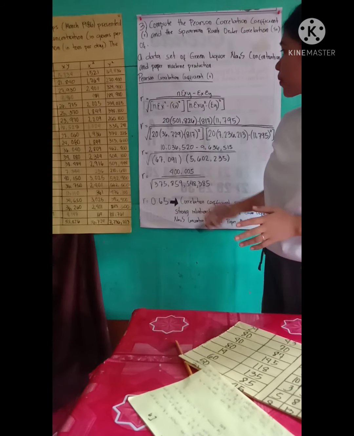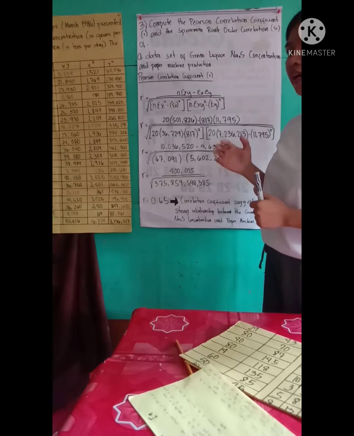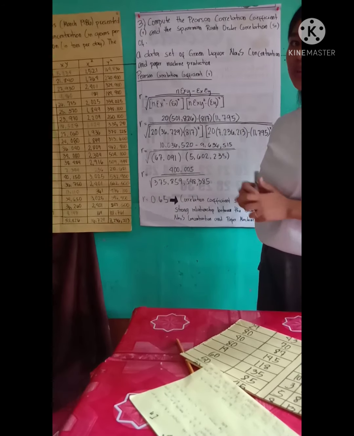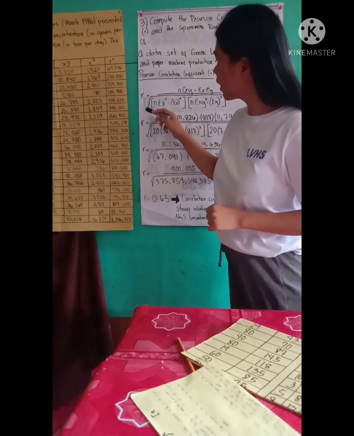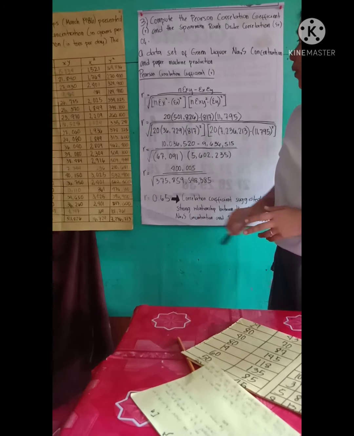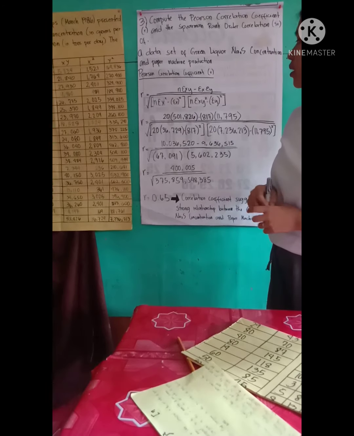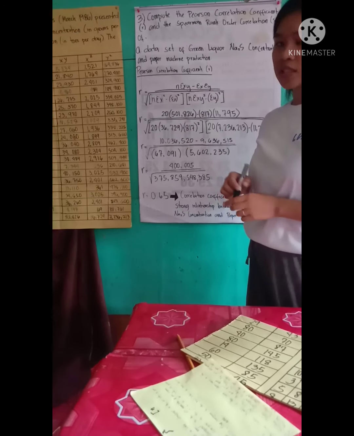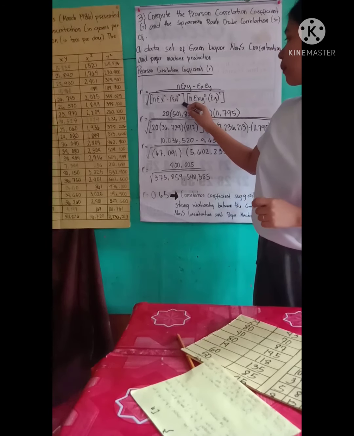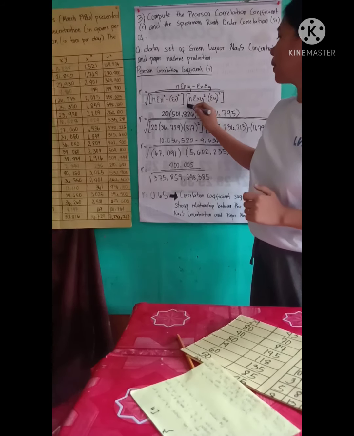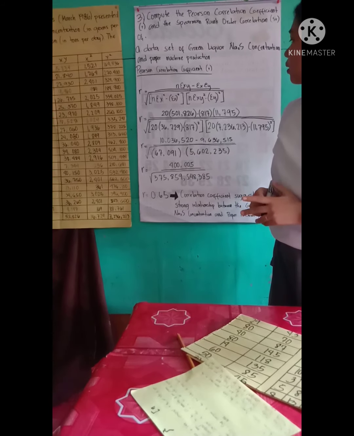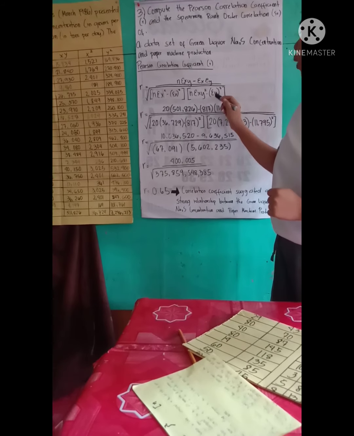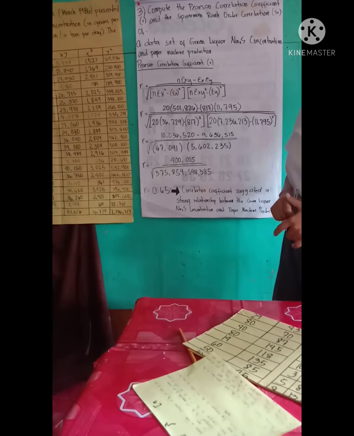R is equal to N times the summation of xy minus the summation of x times the summation of y, divided by the square root of open bracket n times the summation of x squared minus the summation of x squared, and close bracket, then multiplied by another open bracket n times the summation of y squared minus the summation of y squared, another close bracket.